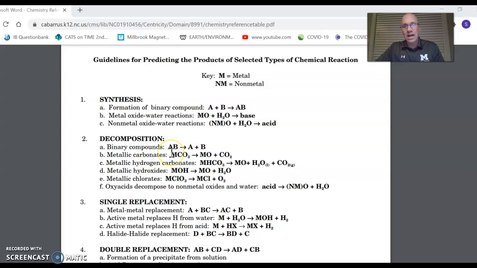So one of the decomposition reactions, and the most common, is the one that we've already done, which is A, which is just a binary compound, something made of two elements that break apart into their individual elements. All right, but what I'm going to focus on in this video is recognizing these additional types of decomposition reactions.